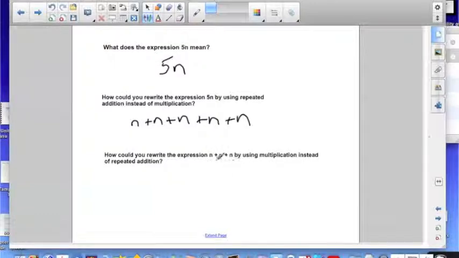Down here, how could you rewrite n plus n plus n using multiplication? Multiplication is just repeated addition, so that's 3n.